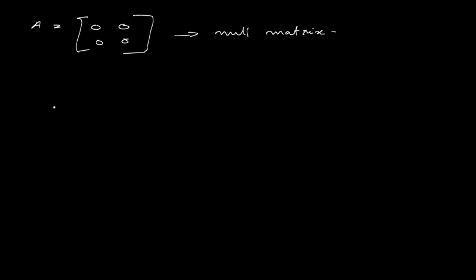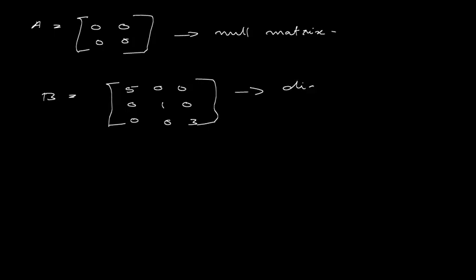Now let us consider another example. 5, 0, 0, 0, 1, 0, 0, 0, 3. What you observe from this matrix, you can see that all elements except the diagonal elements are 0. This type of matrix is called a diagonal matrix. So this is a diagonal matrix.